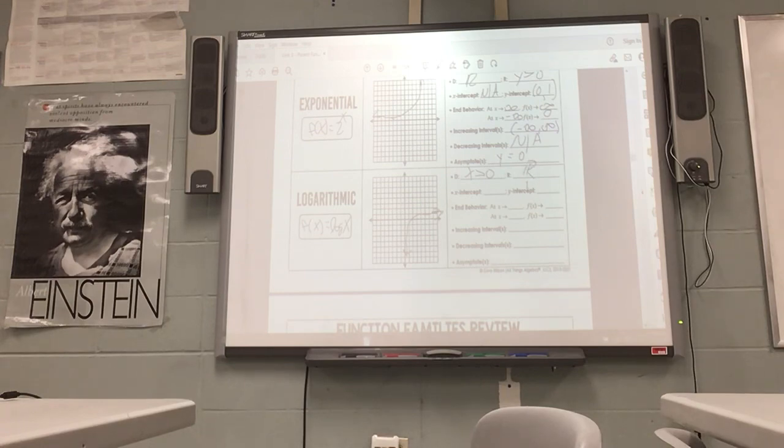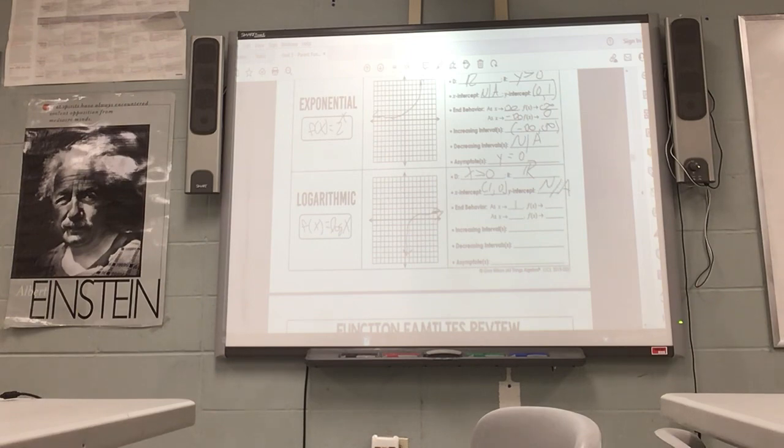X-intercepts. Where does it cross the x-axis? At 1, 0, right? What about the y-axis? It doesn't. Very good.